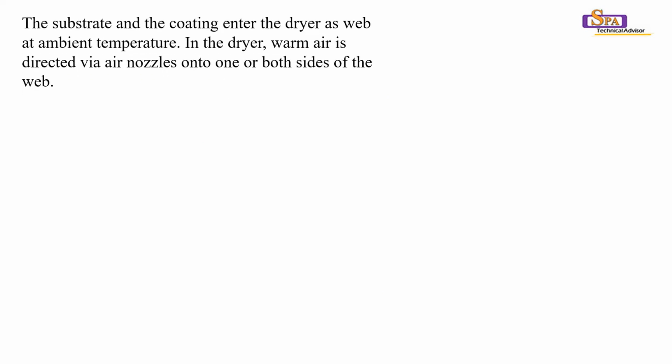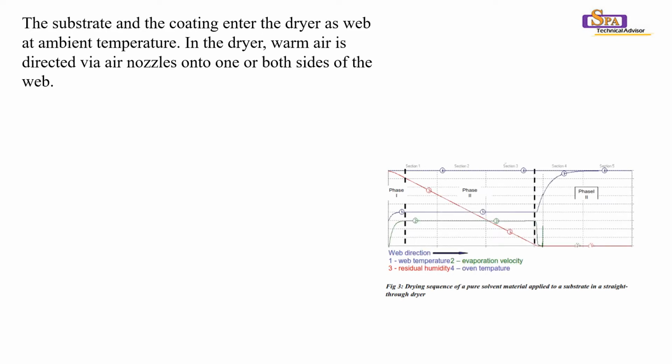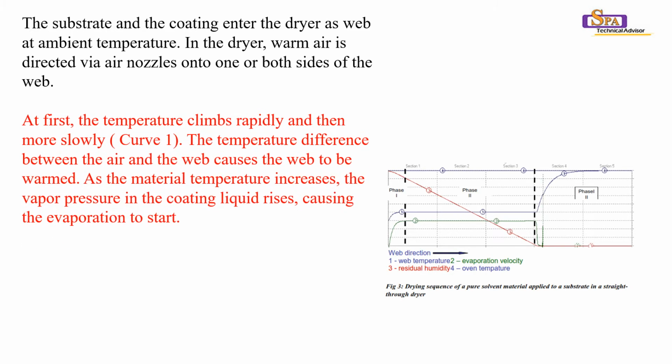The substrate and the coating enter the dryer as web at ambient temperature. Warm air is directed via air nozzles onto one or both sides of the web. At first, the temperature climbs rapidly and then more slowly as per curve 1 shown in the drawing.